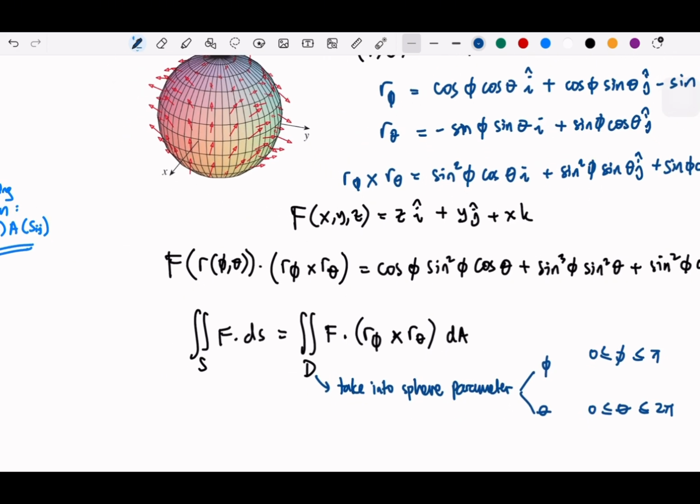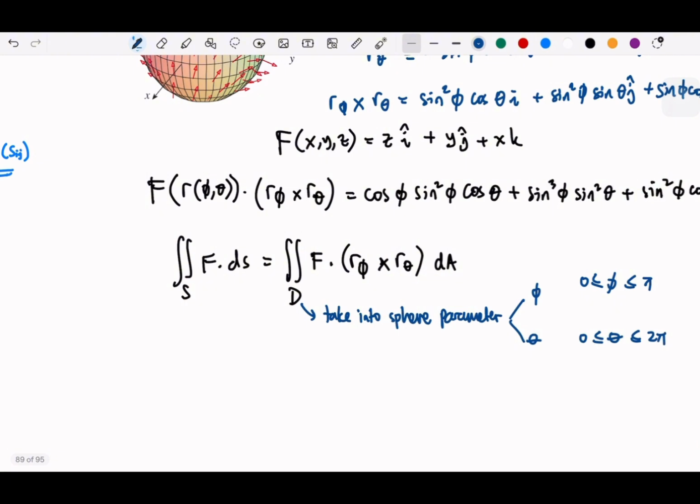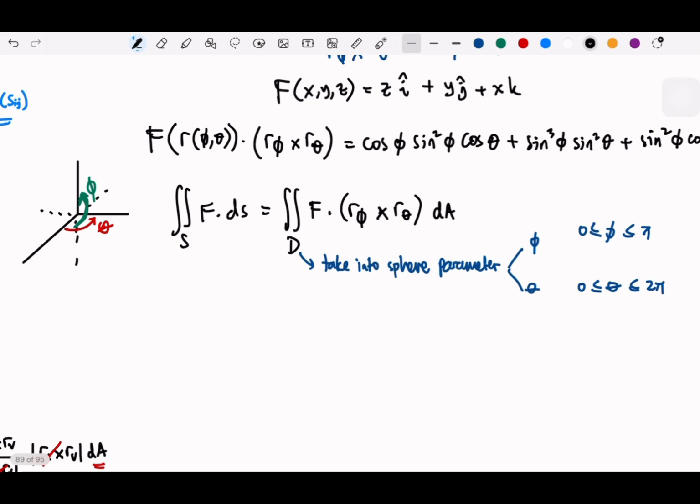okay, so if we draw, theta is on the xy plane, this is the theta. The phi is on the z, this one. So that's why it has just 0 to pi. And then plug in the results.